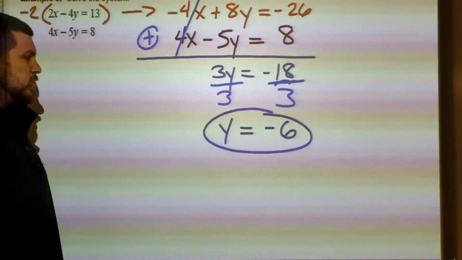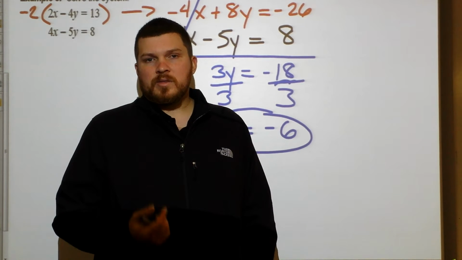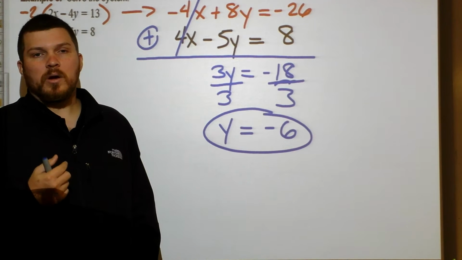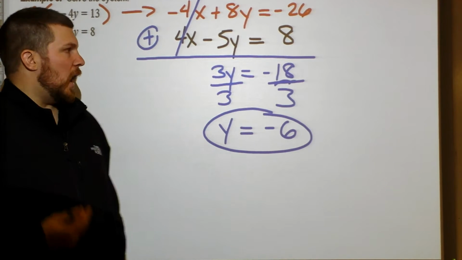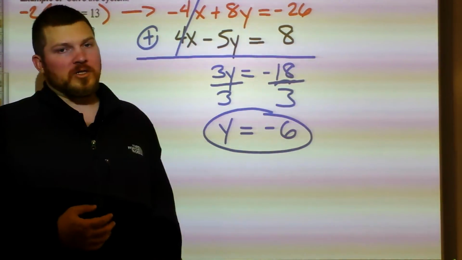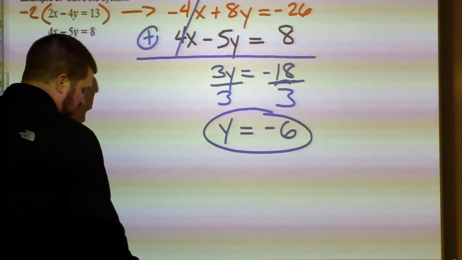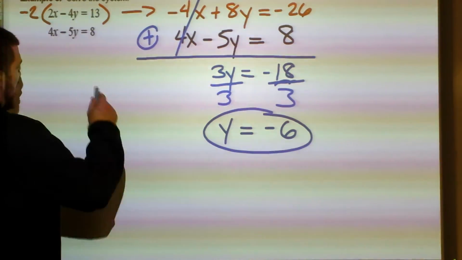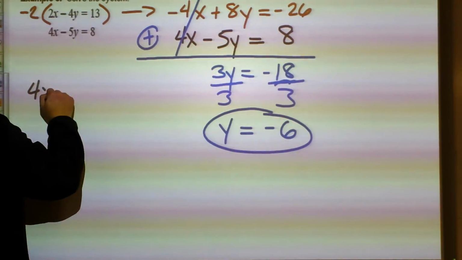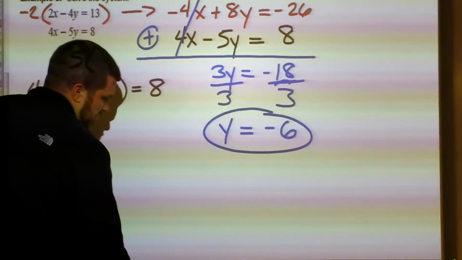Now, what we want to do is, everywhere we see a y, we want to plug in negative 6. What's nice about the elimination method is we can plug into either the top equation or the bottom equation. It doesn't matter. I'm going to plug into the bottom equation just because I can. If you plug into the top equation, that's fine. We should still get the same value of x when we finish. So I'm going to go back to the original problem, and everywhere I see a y, I'm going to plug in a negative 6. This is just scratch work. 4x minus 5 times negative 6 is equal to 8.